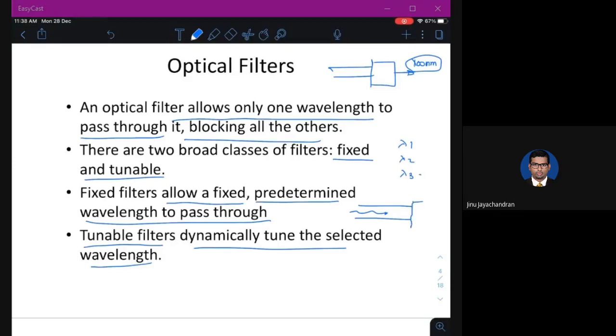So you create a tunable filter in such a way that you can change some parameters of this tunable filter to extract lambda 1 at some point of time, lambda 2 at some other point of time, and lambda 3 at some other point of time. Or you can extract all these three wavelengths at a time also, by adjusting some parameter of this filter. This is called a tunable filter.